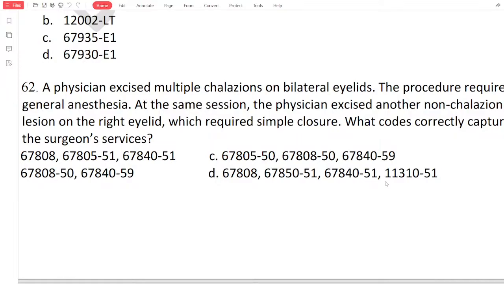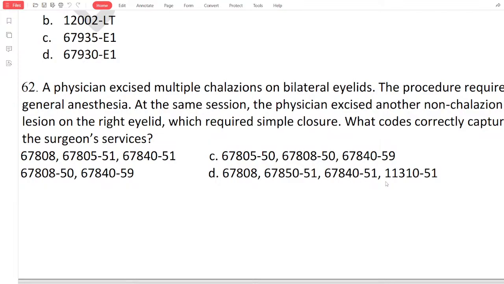62. A physician excised multiple chalazions on bilateral eyelids. The procedure required general anesthesia. At the same session, the physician excised another non-chalazion lesion on the right eyelid, which required simple closure. What codes correctly capture the surgeon's services?